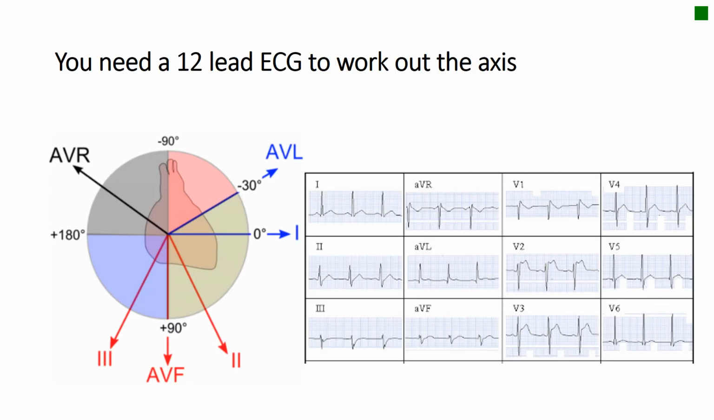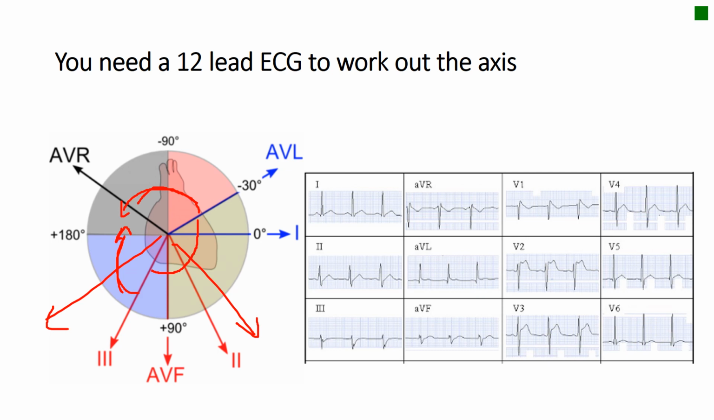So to work out the axis, you need a 12-lead ECG. You need to have all your electrodes around the 12 different positions around the body to work out your axis. The normal axis can be anywhere between lead 3 to just about AVL in this direction. So in this general direction, and that's still within the normal. Left axis deviation is beyond this way, that's that way. And right axis deviation, when the average current goes in this direction, it's beyond this area. So normal axis is here, left axis in this direction, and right axis deviation in the electrical flow is in this area.